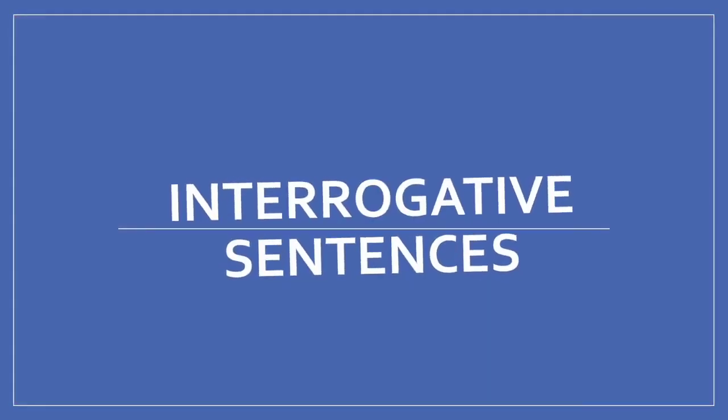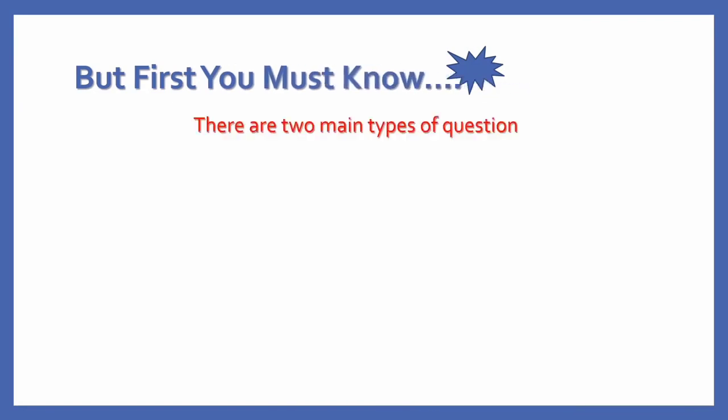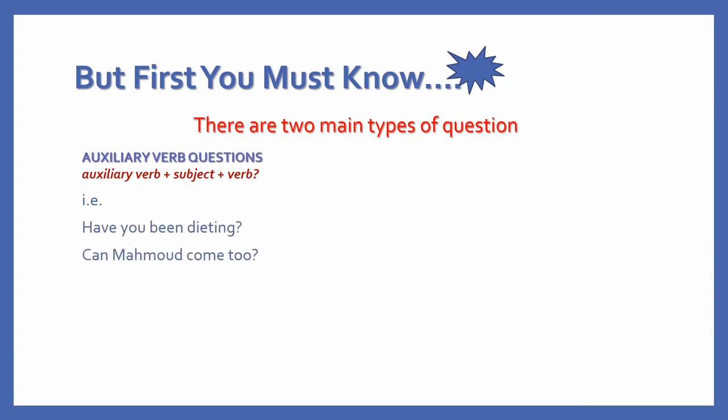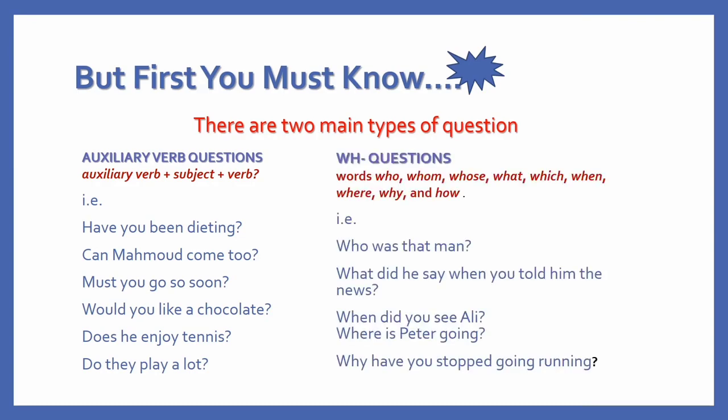And now the interrogative sentences. An interrogative sentence is the one that asks a direct question and always ends in a question mark. But first you must know that there are two types of questions. First, the auxiliary verb questions that start with an auxiliary verb. For example, how are you? Have you been dieting? And the next is WH questions that start with the words who, whom, whose, what, which, when, where, why, and how.